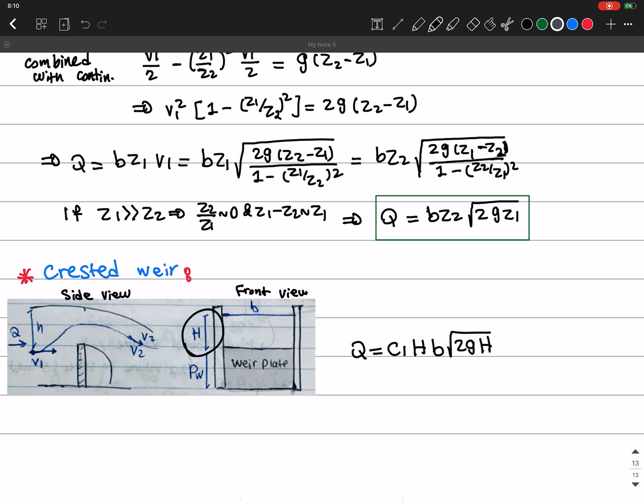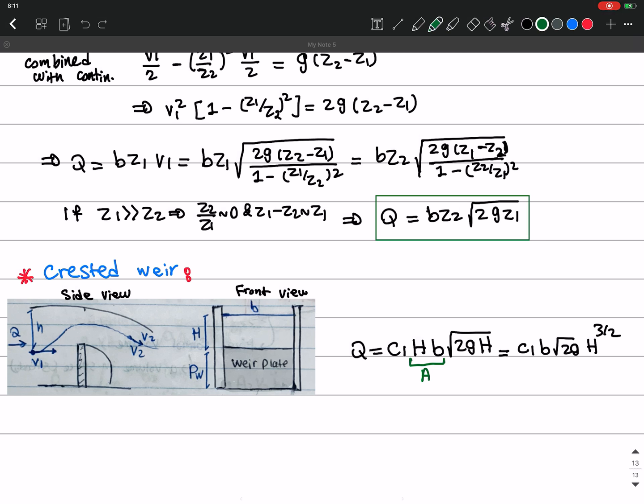And here we have H, which equals C1 B square root of 2G H to the power 3/2. Okay, so let me explain what it is. HB is what? It's just area, right? HB is just the area.